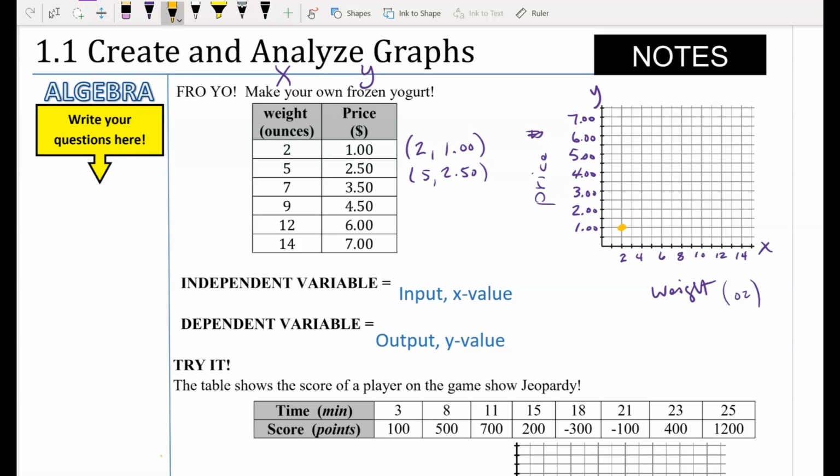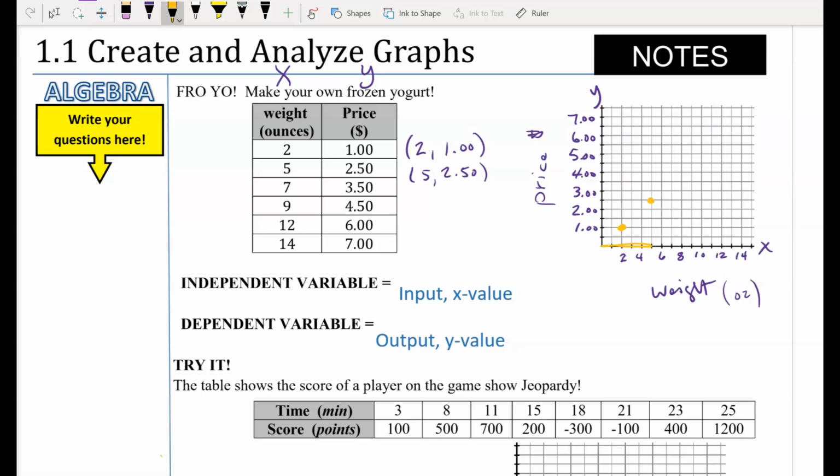Let's do that again with the next point. This time my x value is 5, so I'm going to go from the origin over to 5, and then I'm going to go up to $2.50. So there's 1, 2, and 50 cents all right there. Again, I'm going to take away my lines.